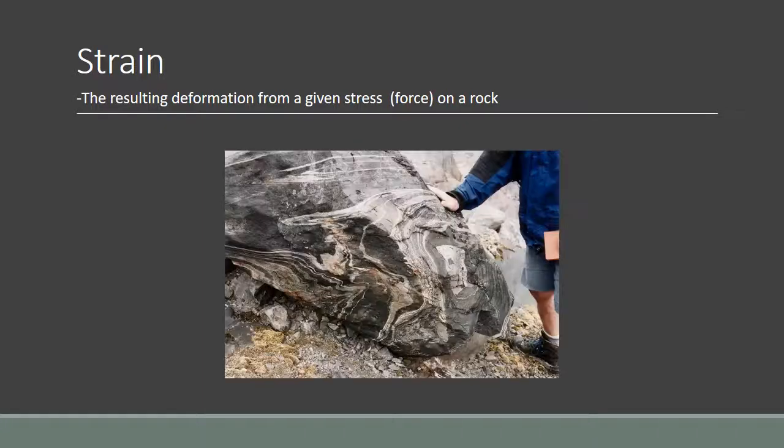So a deformation matrix is really just a way of representing strain. To understand deformation matrices, we first have to understand strain. All strain is the resulting deformation from any given force or stress on a rock. And here is an example of lots and lots of strain in a very, very high metamorphic zone.